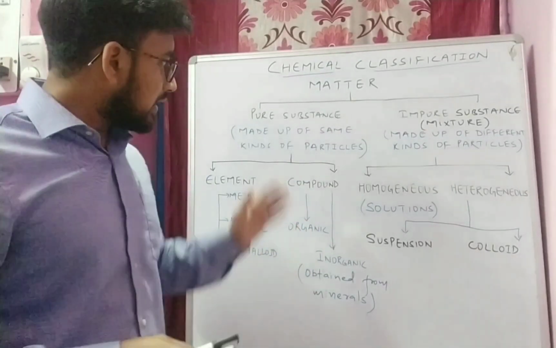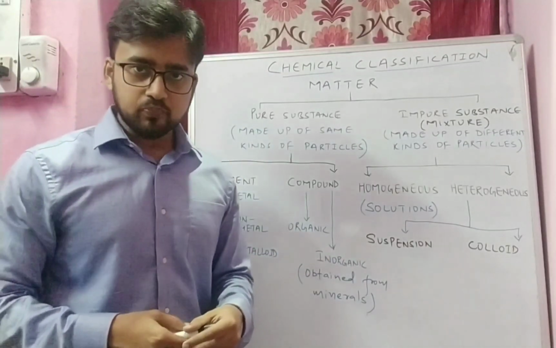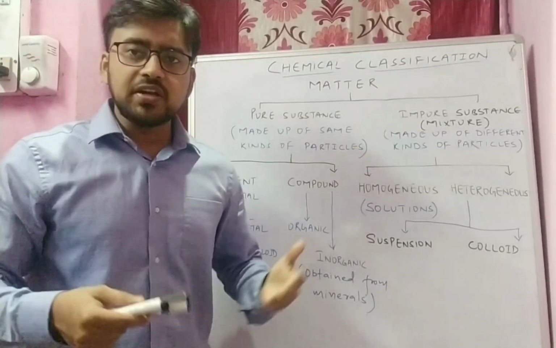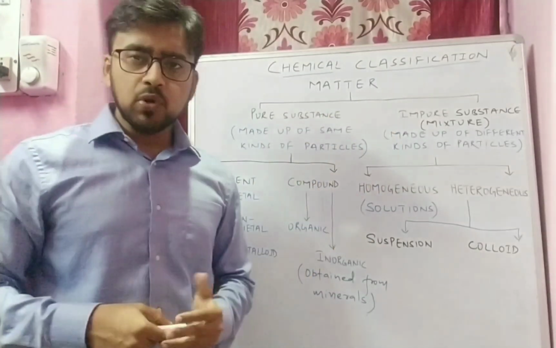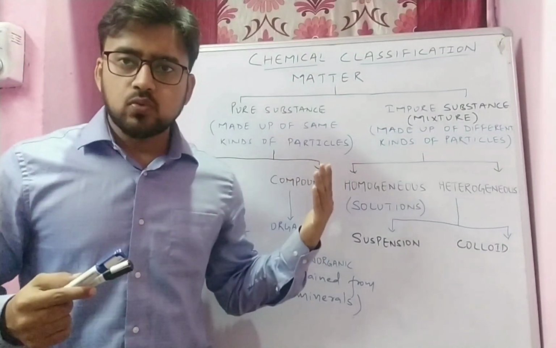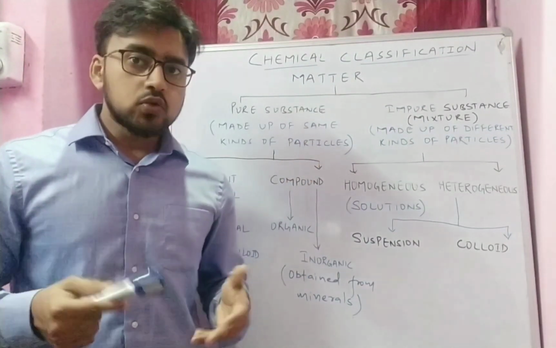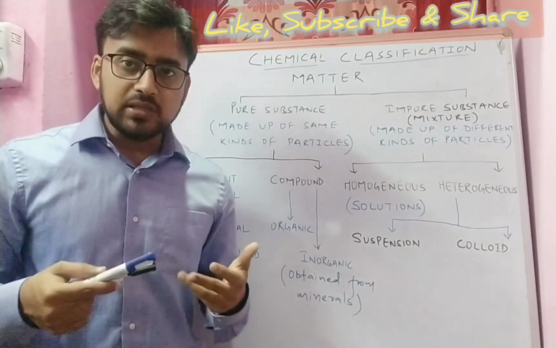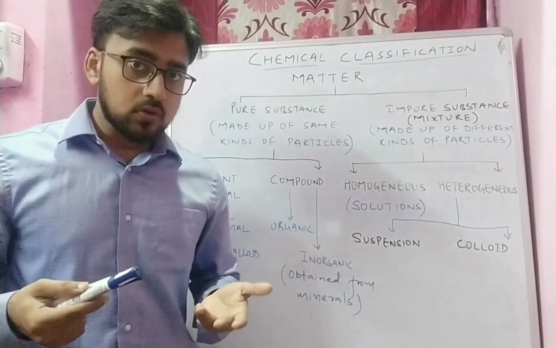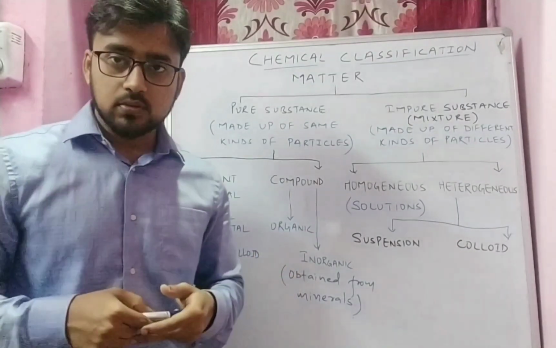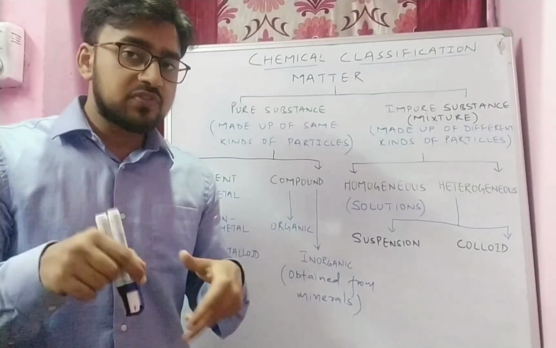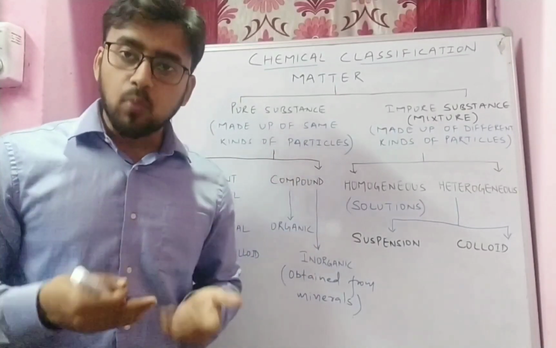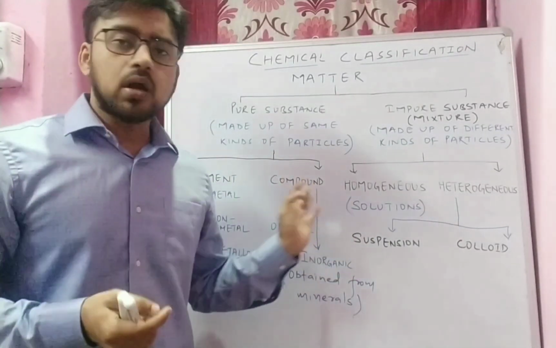So let us talk about each term in detail. The first thing is how we can differentiate between impure substances and pure substances. What do you mean by pure substance? A pure substance is that substance which is made up of the same kind of particles. I mean, it is made up of the same kind of atoms or the same kind of molecules. If a pure substance is made up of the same kind of atoms, then it is called an element. And if it is made up of the same kind of molecules, then we can say it is a compound.